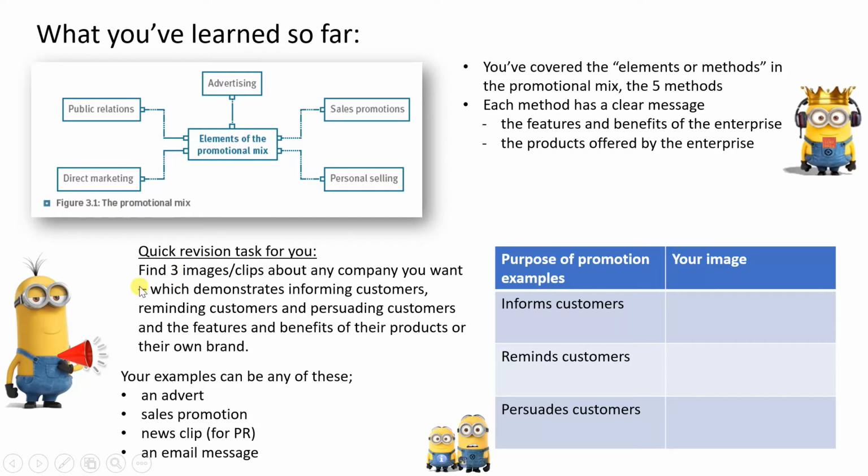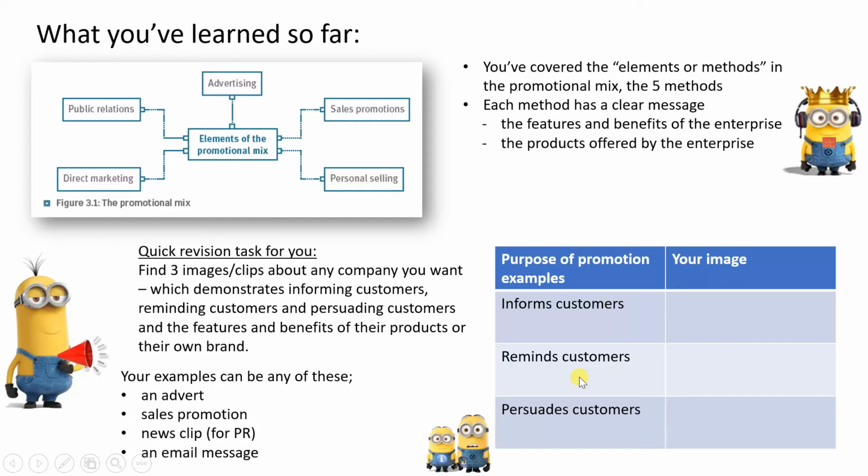Right, sticking with some learning you've done so far, we are going to have a quick revision task for you. You're going to look at finding some images, that's all. I want you to find 3 images or clips or snips, whatever you want to do, about any company you want, which demonstrates informing customers through their advertising or sales promotion, reminding customers or persuading customers about the features and benefits of their products or their brand. So you can choose a snip of an advert, and in that advert it can be about, I don't know, McDonald's. Let's try that one. And McDonald's is reminding you about their values, the benefits of the brand, the fact that they have all natural products in their chicken nuggets. Now that would be one which is a remind advert.